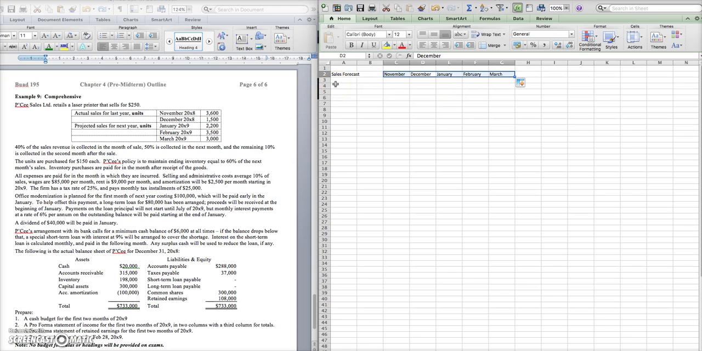Remember that in a sales forecast, we're looking for the sales in units for each month, as well as the sales in dollars. So for here, underneath, I would write something like sales in units, maybe the selling price, because that will really help us in determining the sales in dollars.